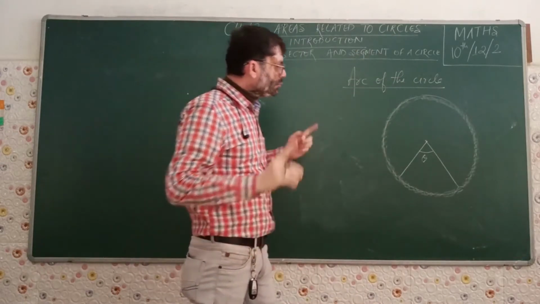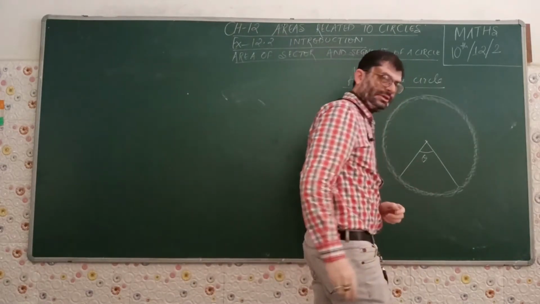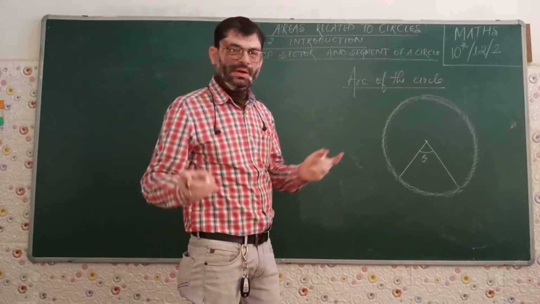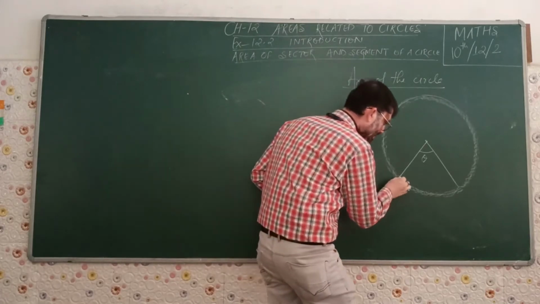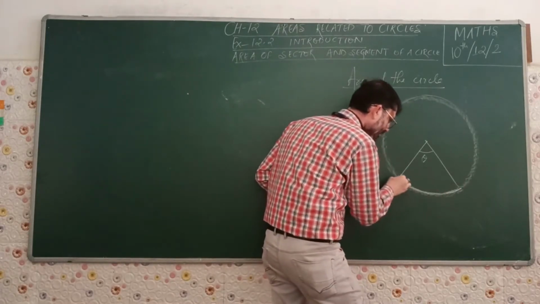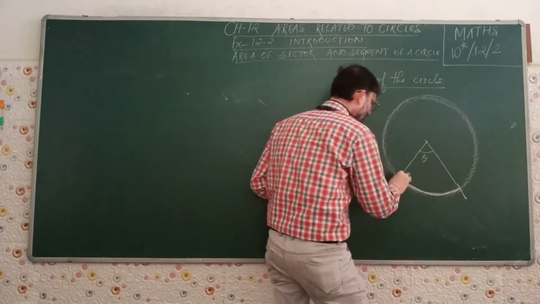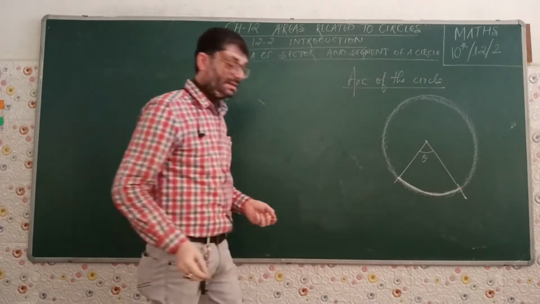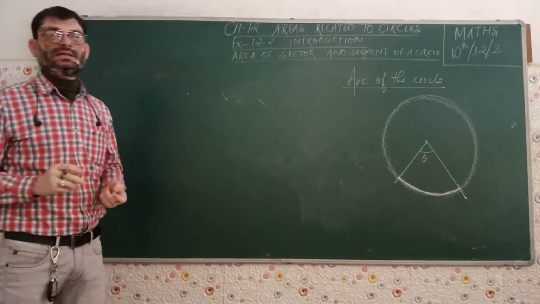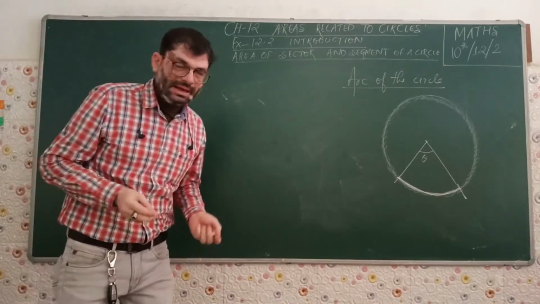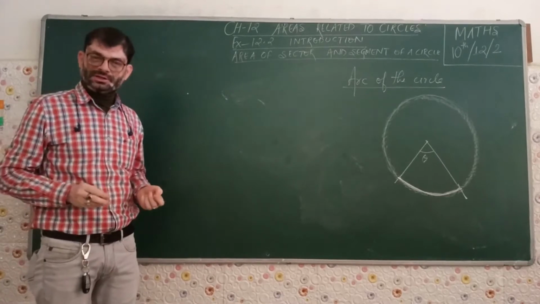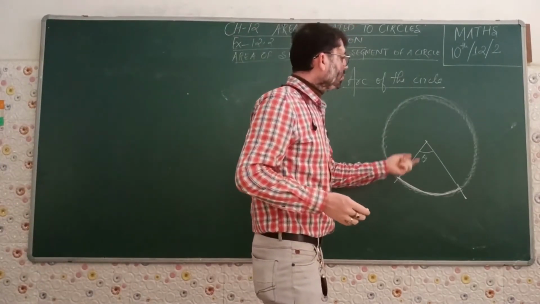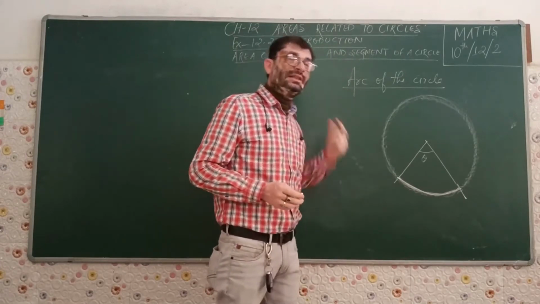Now, when two radii form a sector, we see the total arc has again been divided into two parts. One is this part, and the second one is this one. That is, the arc with the minor sector is my minor arc, and the arc with the major sector is my major arc. But before moving on to minor and major arc, what is the length of the arc?